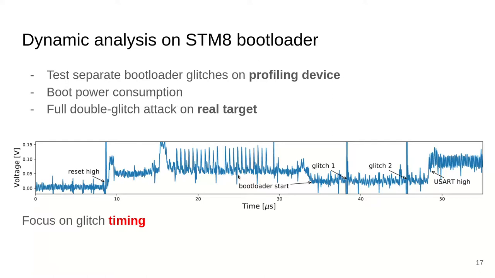What can help with this is also a boot power consumption graph, which we obtain by connecting a shunt resistor to the ground, and then we can see the power consumption. So the bootloader starts about here, then there's a section of about 15 or 20 microseconds where it executes, and then we know where the first glitch needs to fall and the second glitch, and then finally we can see that the user is high. So this can actually make the glitch window a lot smaller if you have an idea of the power consumption of the chip.